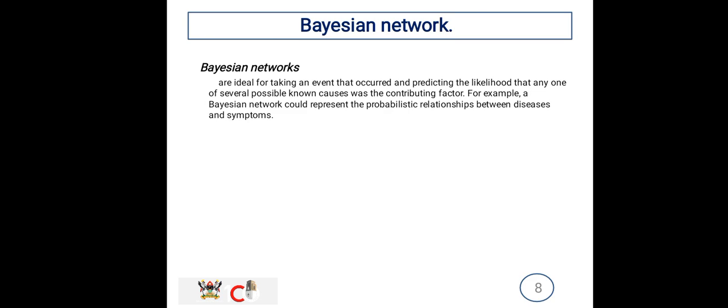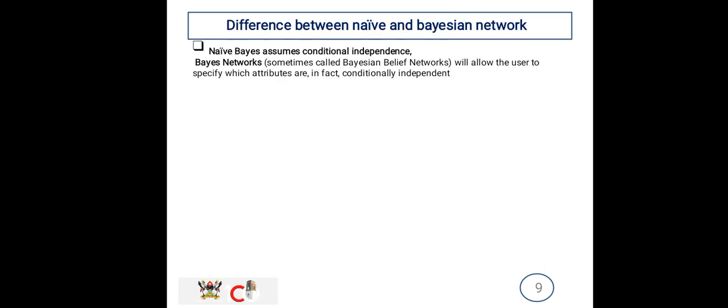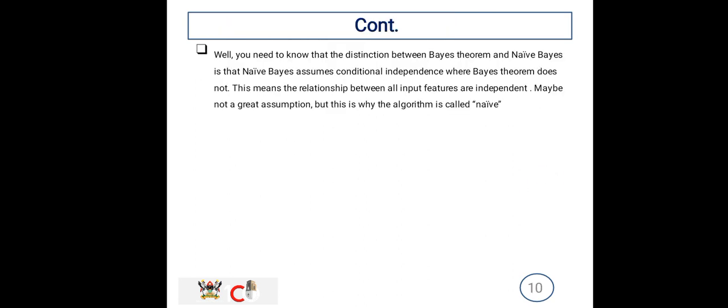These Bayesian networks can be used in hospitals to find out the relationship between a disease and the symptoms that the person would be having. The difference between naive Bayes and Bayesian networks would be that naive Bayes assumes conditional independence, while Bayesian networks allow the user to specify which attributes are conditionally independent.